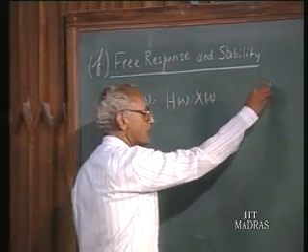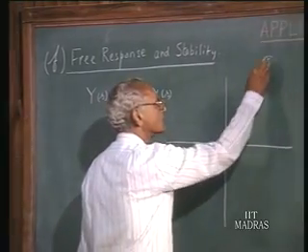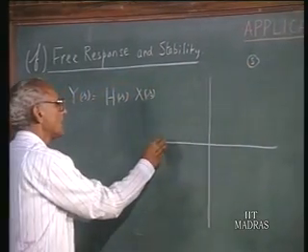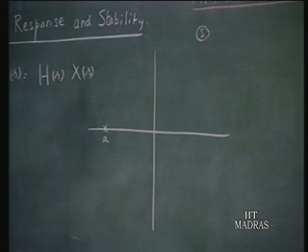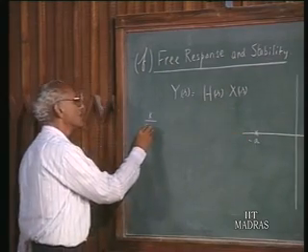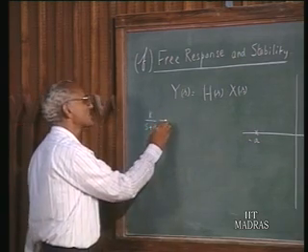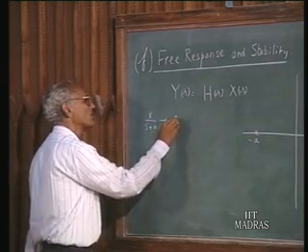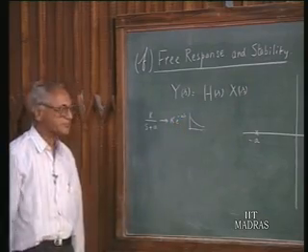So in the complex plane, if this is the S plane, suppose I have a pole here at the location A, then that corresponds, in the partial fraction expansion, to k over s plus a, and this will give rise to a response k e to the power of minus a t. So that is something which decays with time.